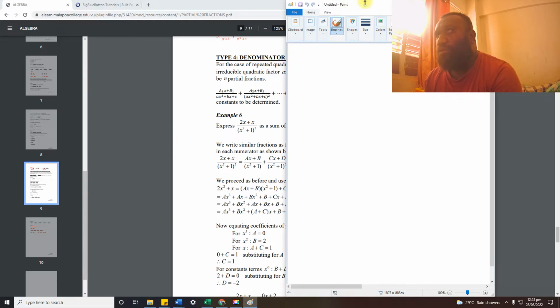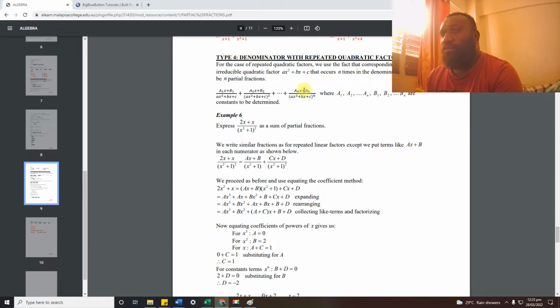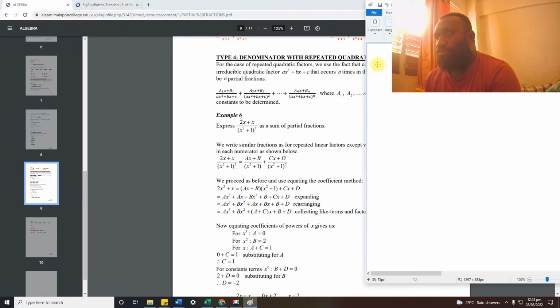Now for type 4, when we are dealing with repeated quadratic factors, we do the same as type 2, where we have repeated linear factors. For example, on our note, 2x plus x over x squared plus 1, raised to the power of 2. This 2 indicates that the quadratic x squared plus 1 is repeated 2 times. If you rewrite it in simple terms, it will be 2x plus x over x squared plus 1, times x squared plus 1.